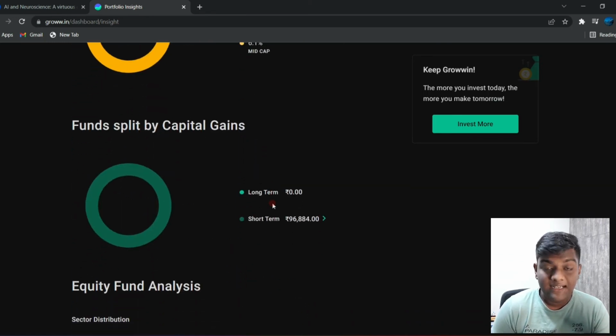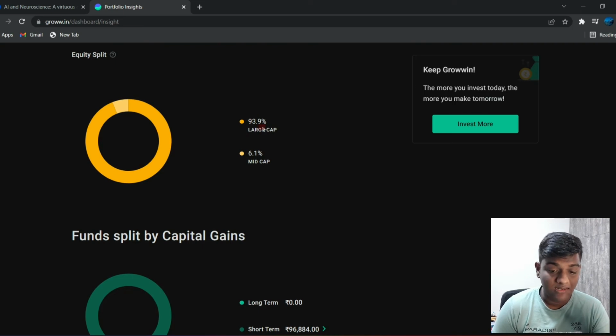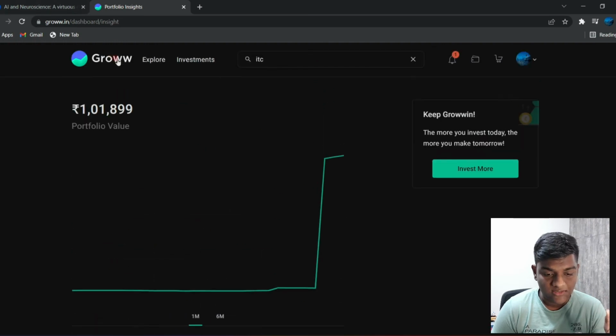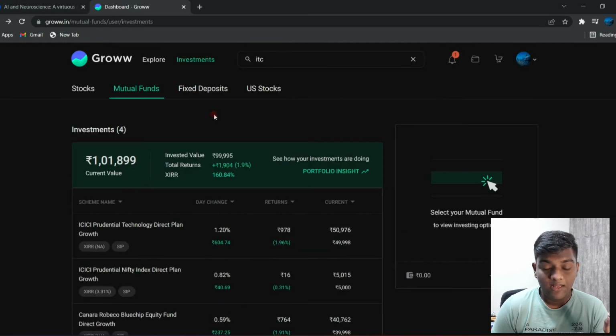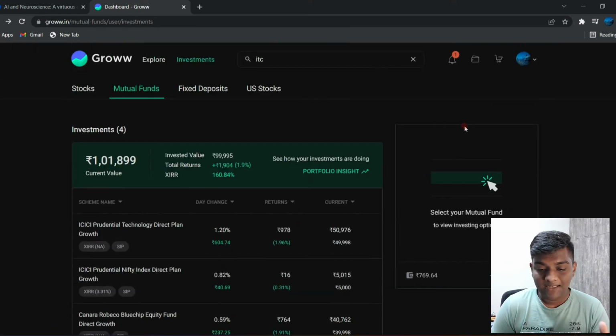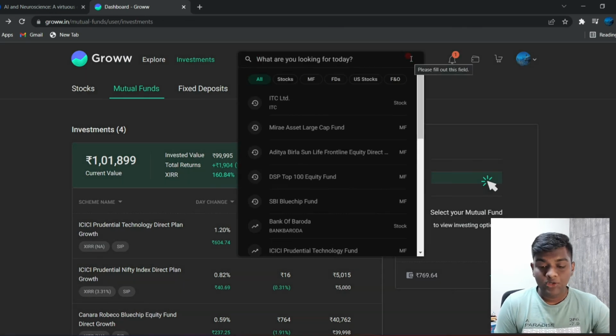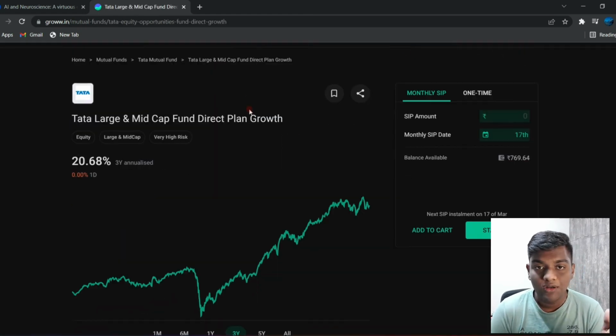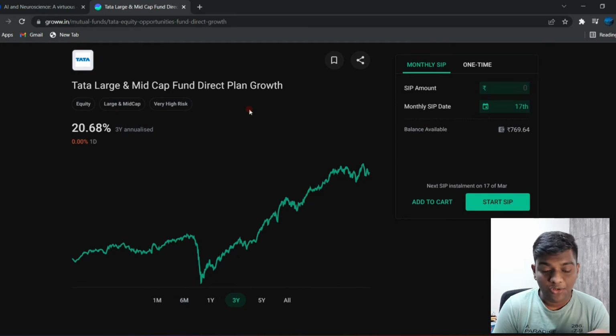So I've invested 93% in large cap and 6% in mid cap. So these are the insights of the mutual funds. There are plenty of mutual funds to actually invest in. Don't just copy the mutual funds in this column. Please don't do that. If you want to invest in large cap, just type large cap, and there would be a fund at the top, or there will be plenty of funds and you could choose one. So this is large and mid cap.